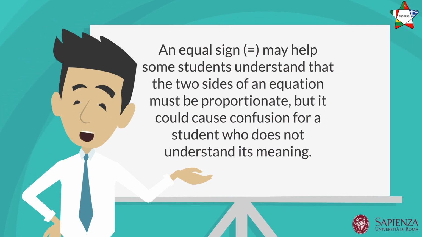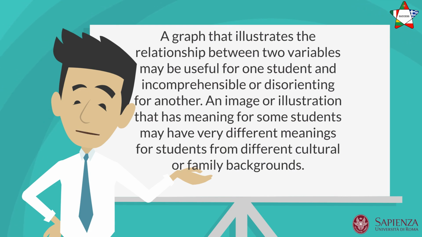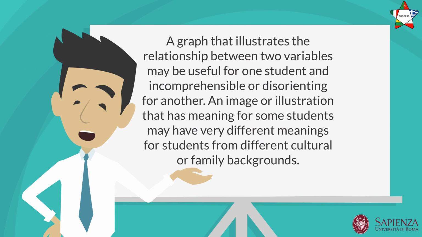An equal sign may help some students understand that the two sides of an equation must be proportionate, but it could cause confusion for a student who does not understand its meaning. A graph that illustrates the relationship between two variables may be useful for one student and incomprehensible or disorienting for another. An image or illustration that has meaning for some students may have very different meanings for students from different cultural or family backgrounds.